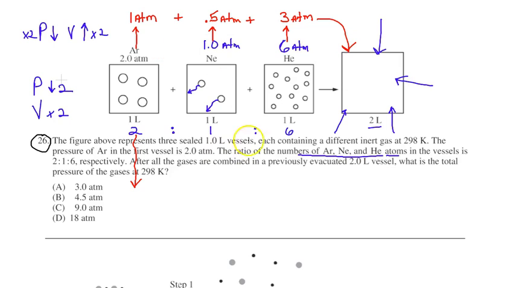Okay, so you add them together, and 3 plus 0.5 plus 1 is going to give you 4.5 atmospheres. And why does that work? Dalton's law of partial pressure states that the individual partial pressures equal the total pressure.